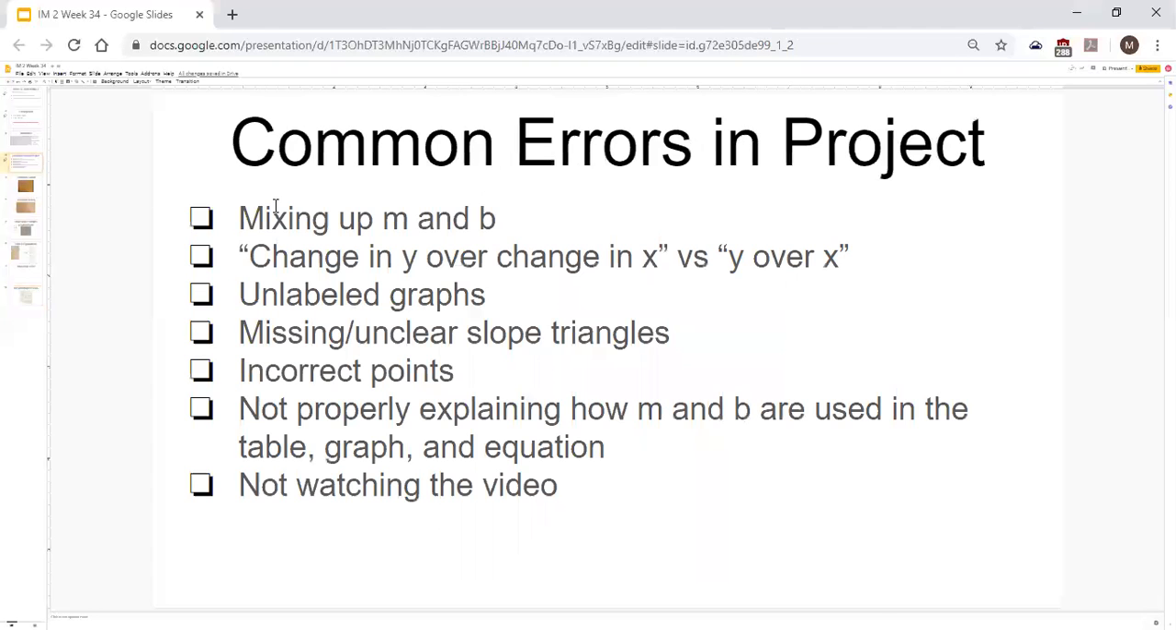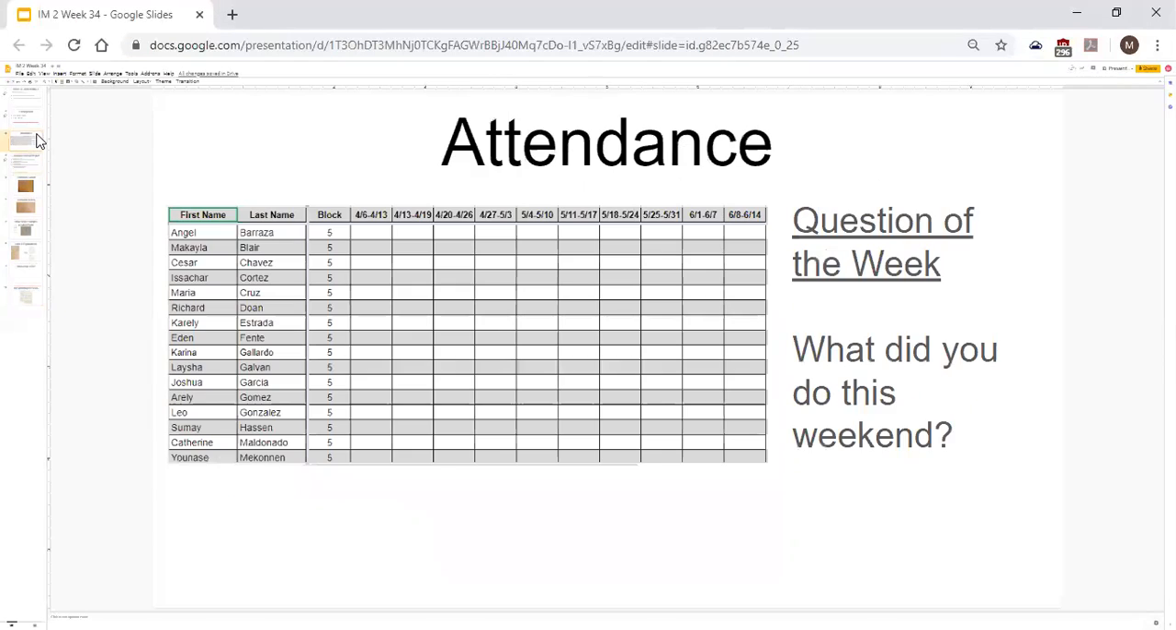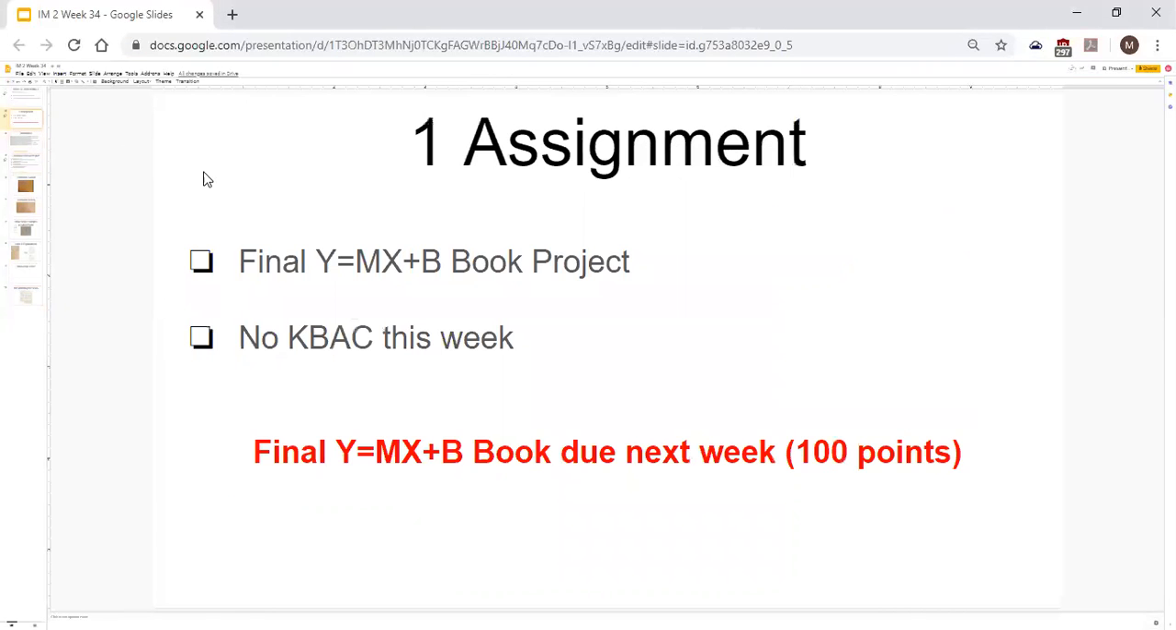And as a reminder, these are the common errors that exist from chapters 2 and 3 specifically. And the sooner that you turn in your chapters, the quicker you can get feedback over how you're doing. As a reminder, May 5th is going to be the due date for your y equals mx plus b book project, and it's worth 100 points.